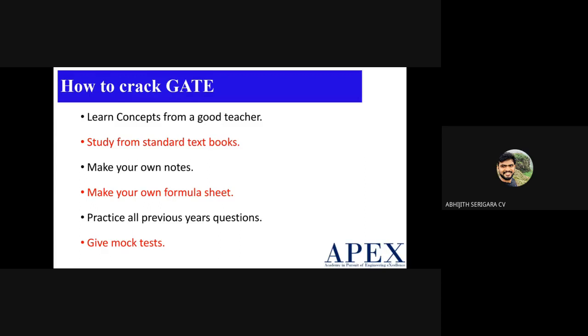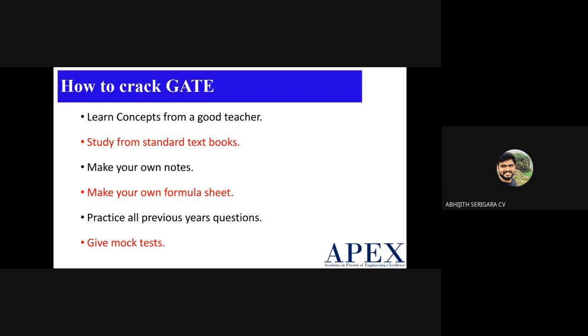From the first year, whatever you have studied, you have to make your notes. You have to jot down the formulas and see those formulas every time, because it will help you in your career. It is not just now that it will help you. It will help you in a career. The subjects which are there, everything will be used. And practice all previous years' questions. Very important. You have to practice all previous years' questions.